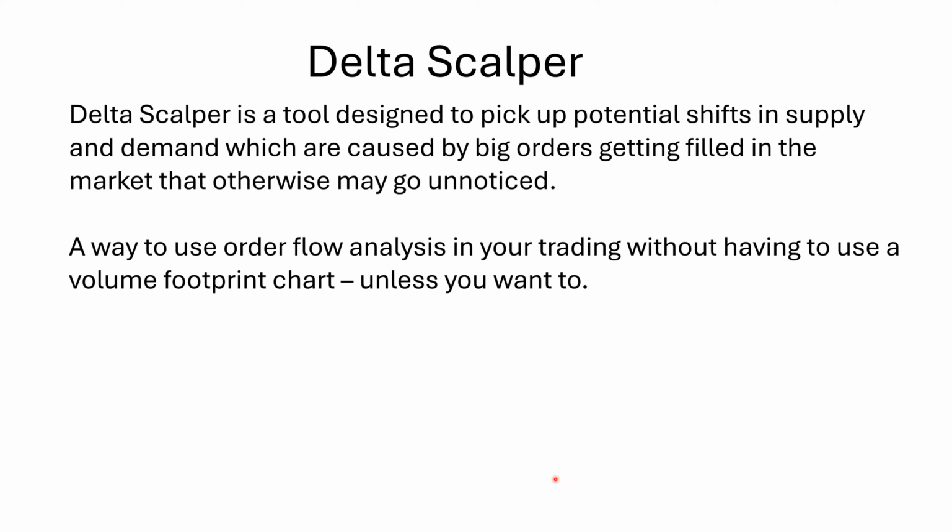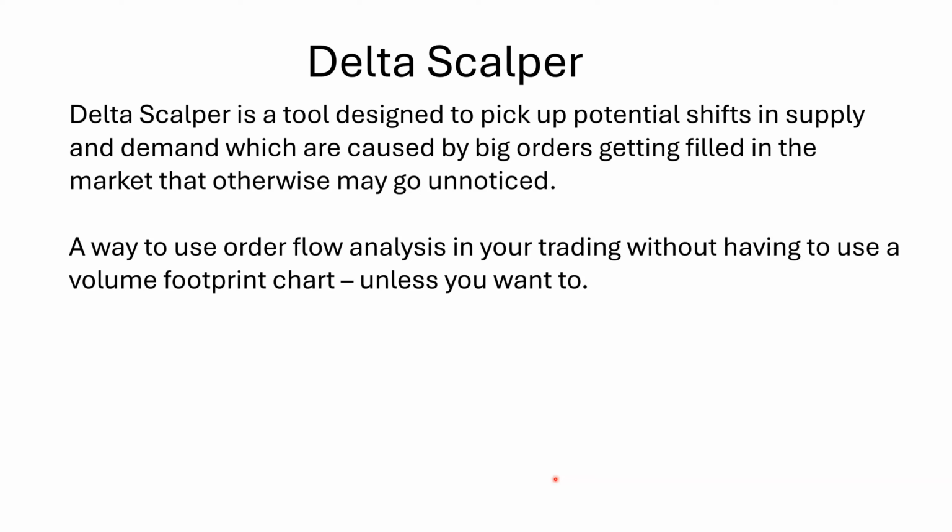But of course, once the order trades, then that volume shows up in the volume. It has to by the exchange and by the rules of trading. Once the trade happens, it prints. And the Delta Scalper is a tool that picks up on that hidden volume once it trades, because once it trades, it's not hidden anymore, right?